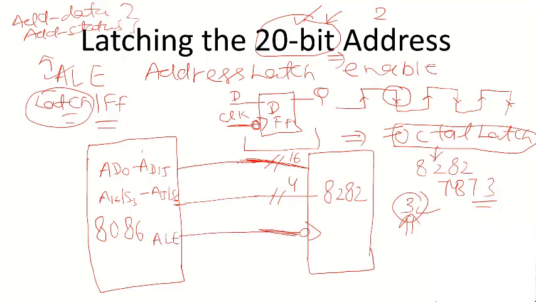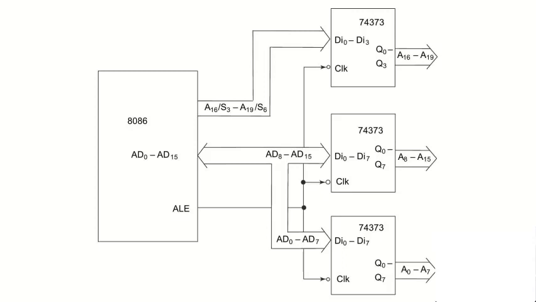And this clock is connected to ALE. So this is the basic diagram of how the latching of the information or address is done. We can explain or understand it with one more example. So let us discuss. Basically this shows the latching of a 20-bit address.